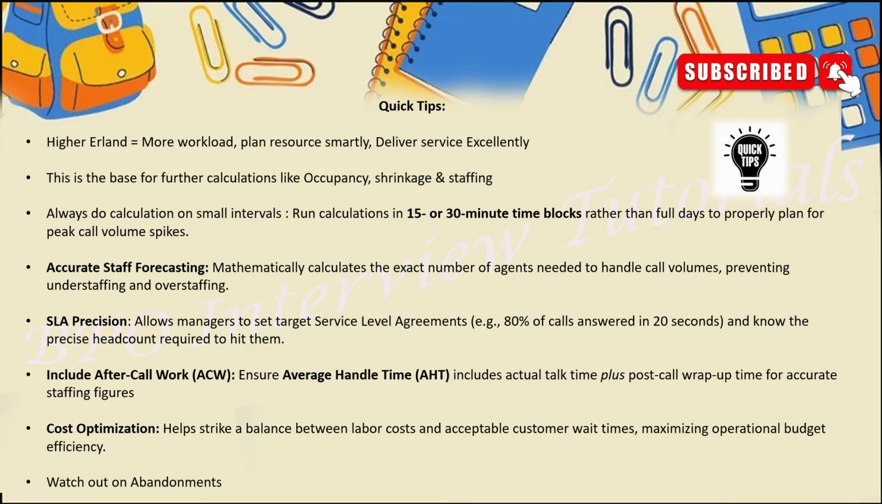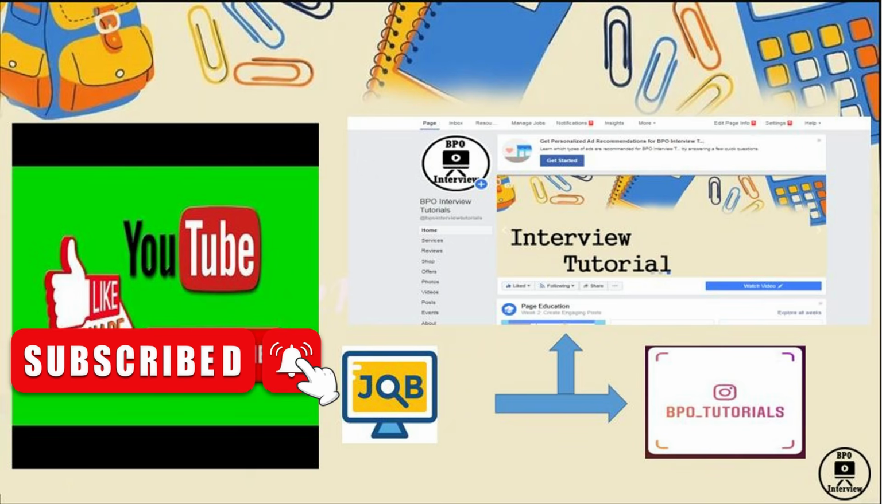We can also include ACW here, because the average handling time includes the actual talk time along with the ACW and wrap up time, and this will also help us in cost optimization. We also take care of abandons here. If we have leaves or attrition, then we have to plan our HC according to buffer management. So this is all about the Erlang C function.